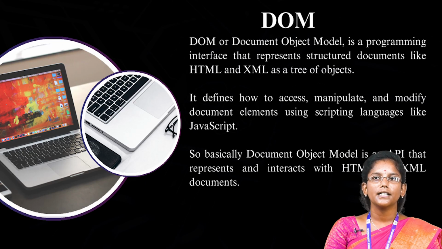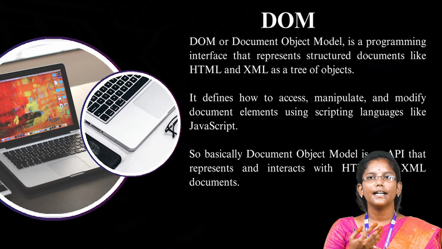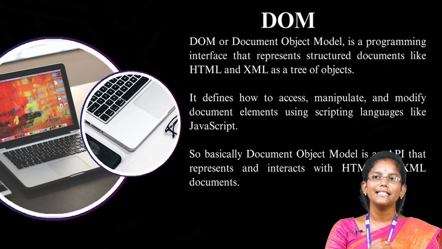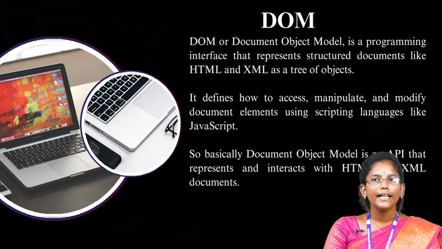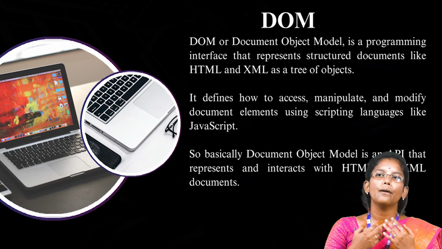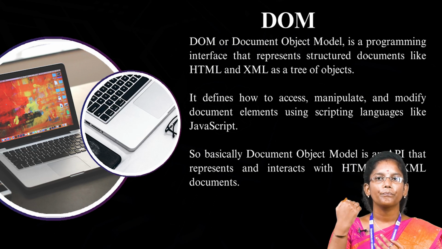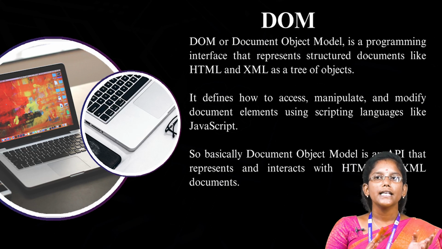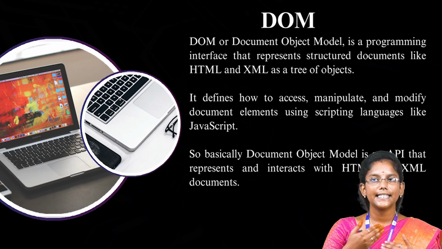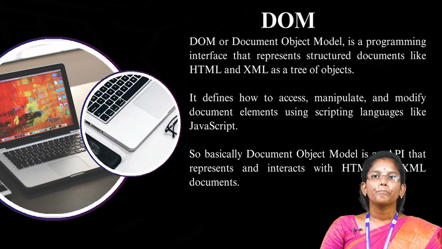DOM, or Document Object Model, is a programming interface that represents a structured document like HTML and XML as a tree of objects. It defines how to access, manipulate and modify elements using scripting languages like JavaScript. So basically, DOM is an API that represents and interacts with HTML or XML documents.